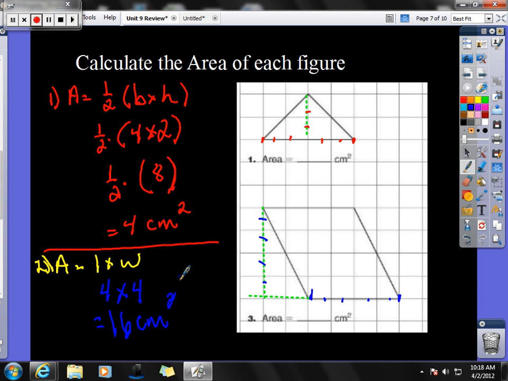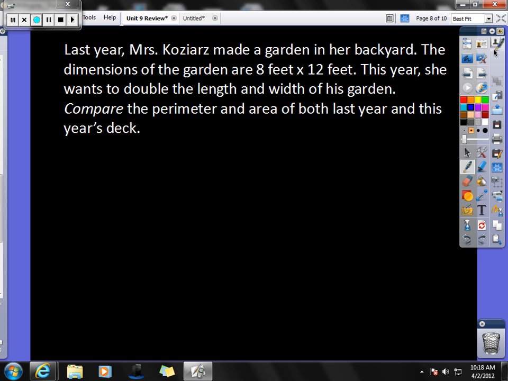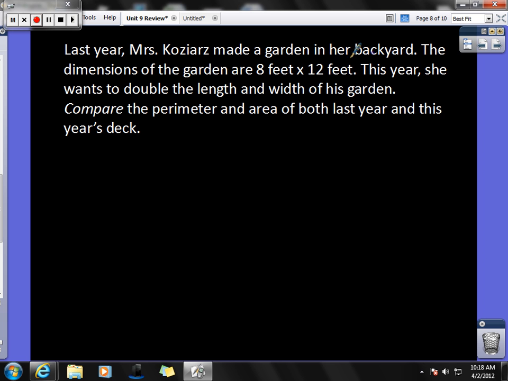Any questions? Let's do a couple more, and then we're going to be done here soon. Last two are a little bit more difficult. They're word problems. Last year Miss Cozier made a garden in her backyard with dimensions of 8 by 12. So she had an 8 by 12 foot garden. This year she wants to double the length and the width.